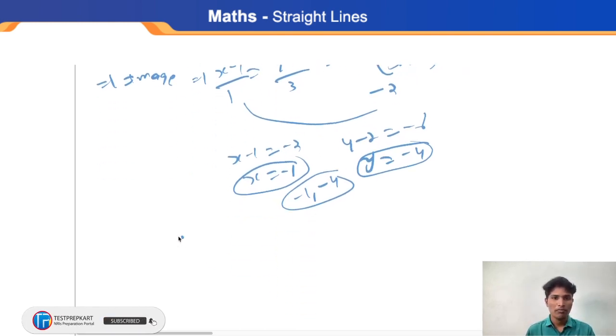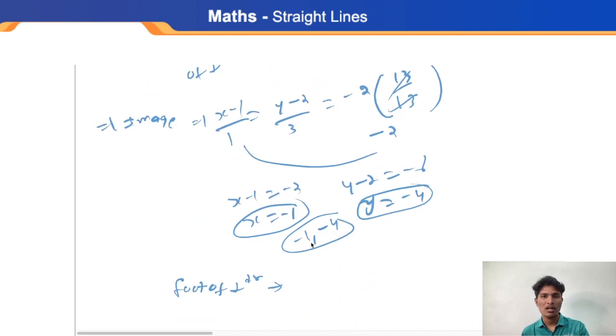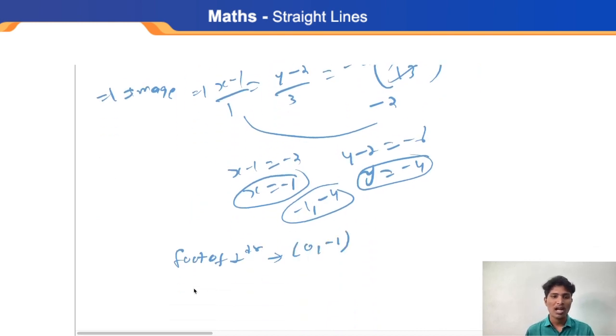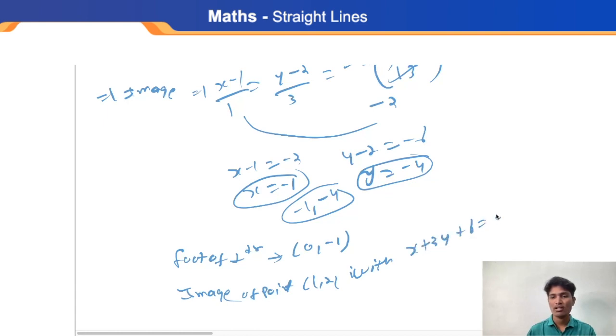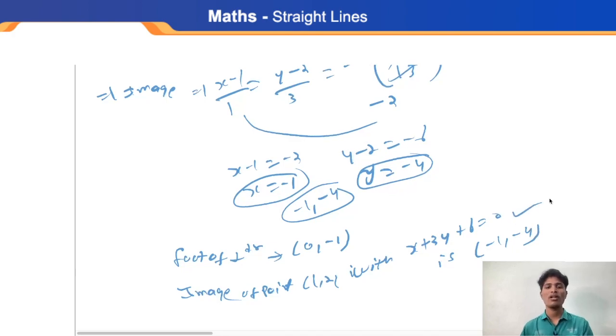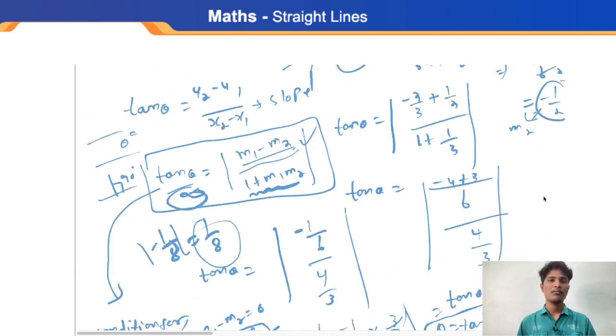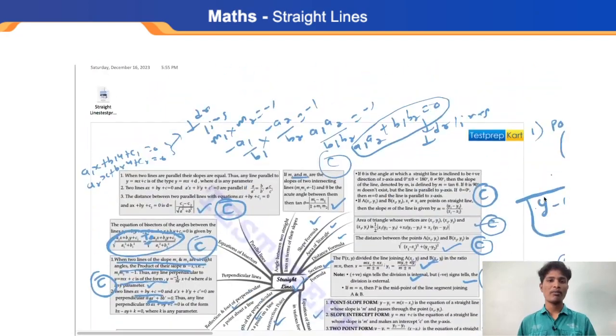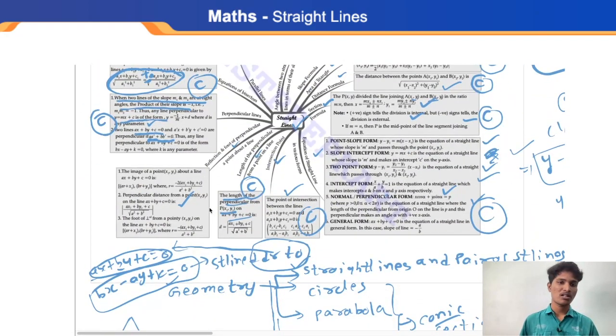So the foot of perpendicular according to this problem is 0 comma minus 1, and the image of point 1 comma 2 with the equation x plus 3y plus 6 is equal to 0 is minus 1 comma minus 4. So this is the process you have to inculcate in order to calculate the image. I think I have completed the entire mind map. This block is also completed.